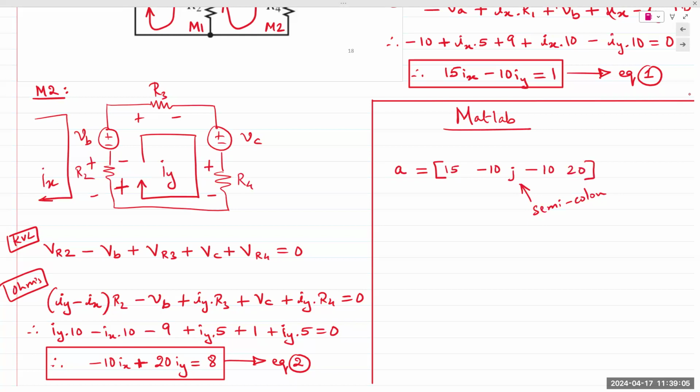What it will do is put these constants in a 2 by 2 matrix. Then you define B. B is 1 and 8. Press enter. Again, it puts it into a matrix. And your answer C should be A backslash B. That gives you the answer. That's it, as easy as that.